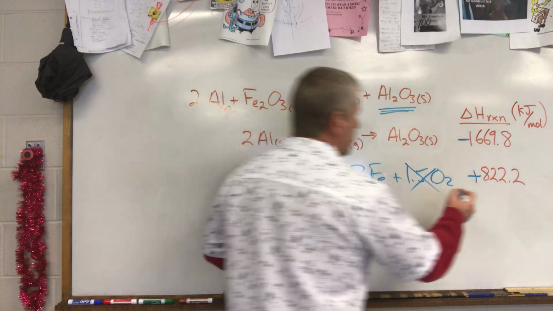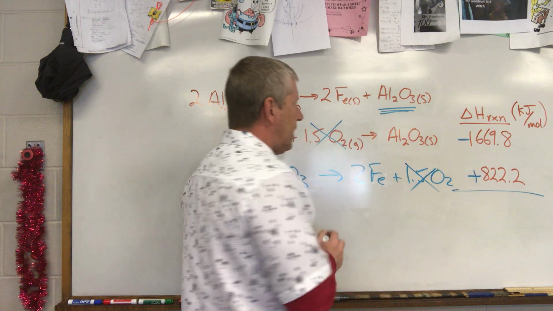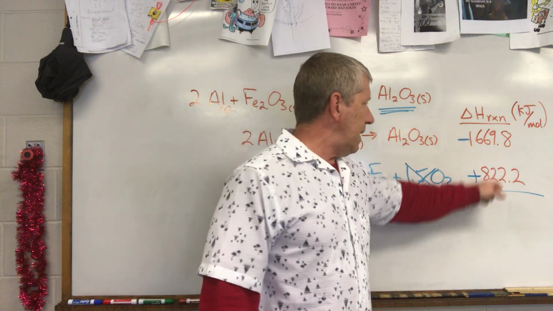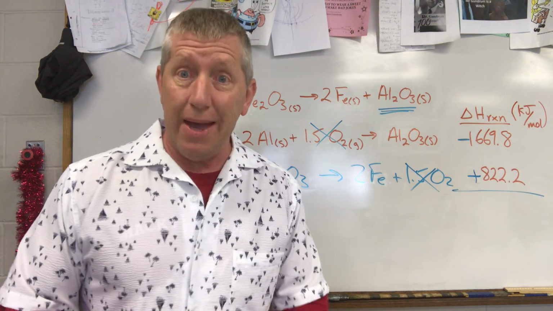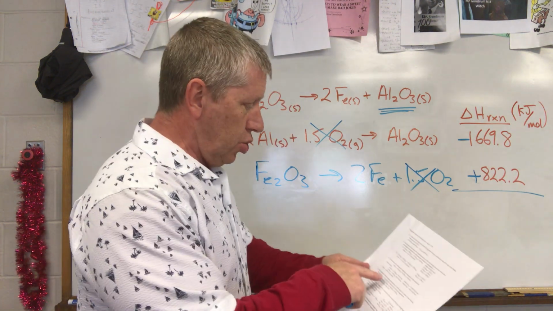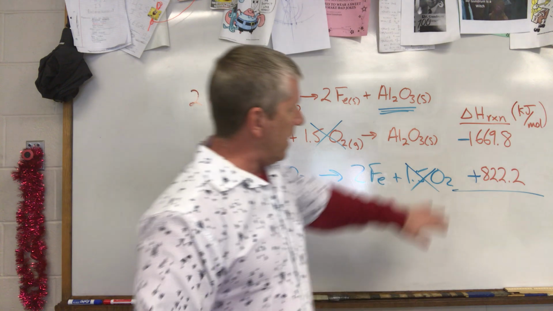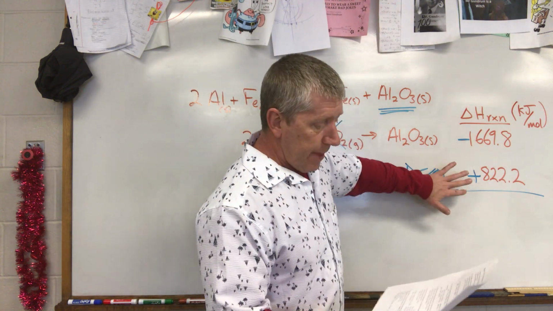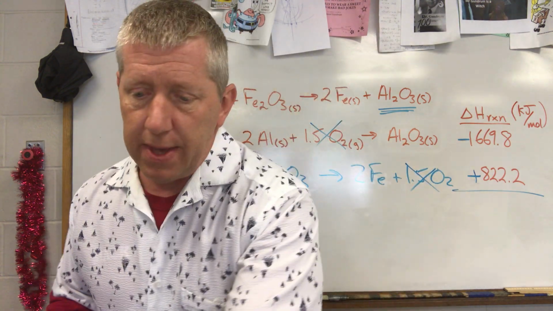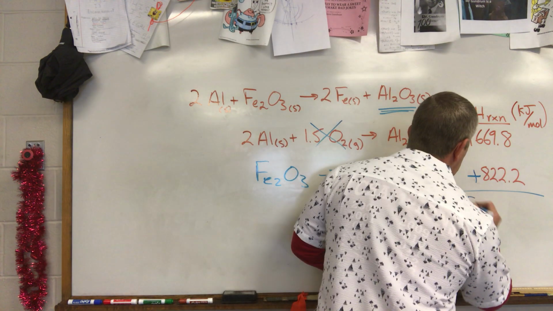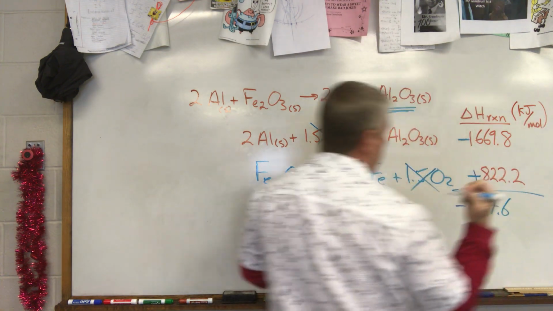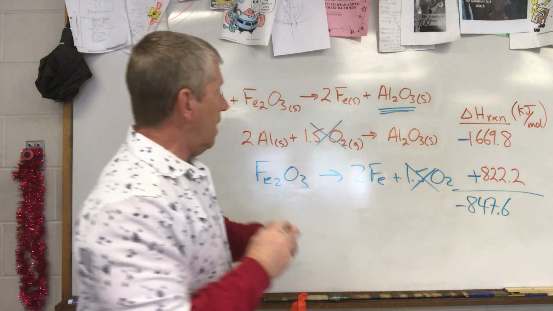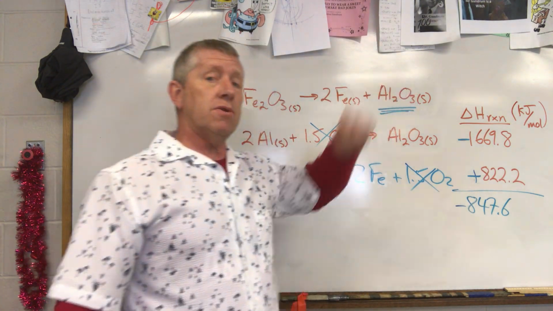So we're just going to take these 2 values, add them together. You have negative 1,669.8 plus 822.2. So we end up getting, go ahead, do the math, you can do it. It still should be negative because negative wins here. It's a bigger number. Negative 847.6 kilojoules per mole of the aluminum oxide that is formed.